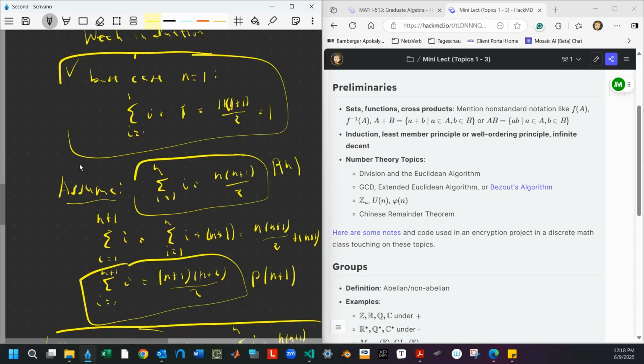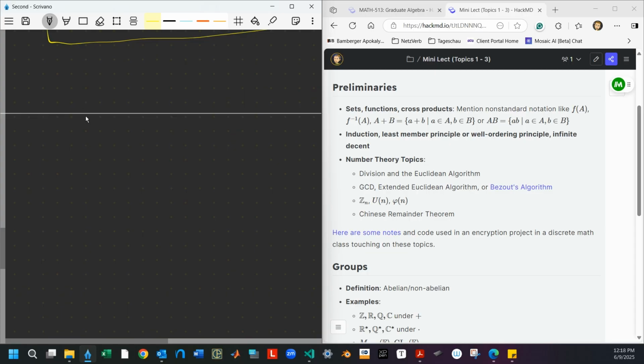In this case, you can clearly use strong induction, right? So the base case is the same. The assumption then would be for all m less than n, the summation i equals 1 to m of i equals m times m plus 1 over 2, right? And now I want to prove that the summation i equals 1 to n of i equals n times n plus 1 over 2.